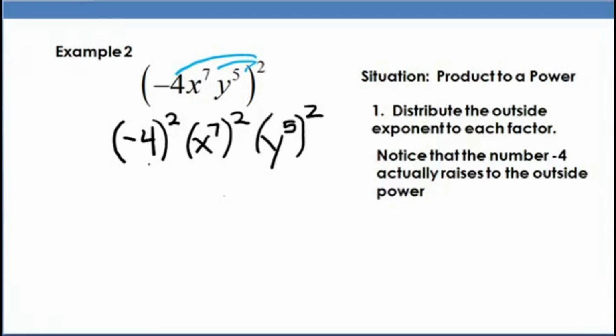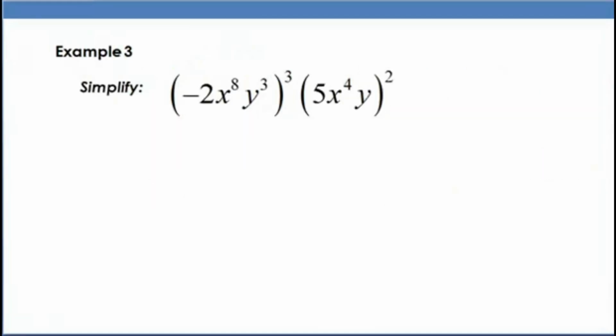Remember, the number will actually raise to the power. So it's negative 4 times negative 4 will give you a positive 16 because you have two negatives. For the variable, it is a power to a power. So you're going to keep the base and multiply the exponents. Same thing for the y. Keep the base and multiply on the exponents. Let's look at one more example. This problem is going to have a combination of our three rules we've looked at so far.